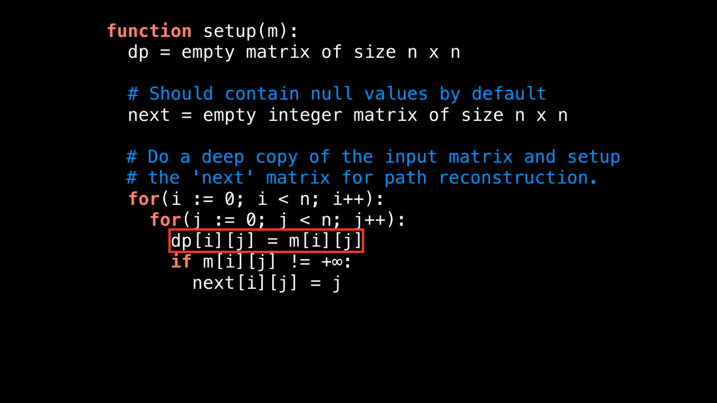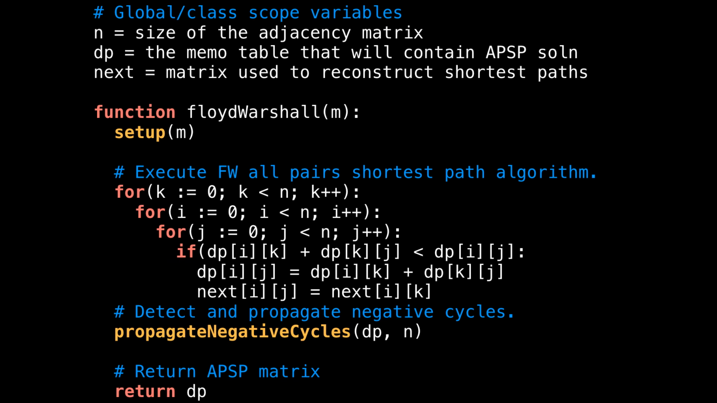Inside the for loops, all I do is copy the input matrix into the DP matrix. Think of this as the base case, or rather the k equals 0 case. For the next matrix, if the distance from i to j is not positive infinity, then the next node you want to go to from node i is node j by default. Now we're back inside the Floyd Warshall function. In here, after the setup, loop over k on the exterior loop.